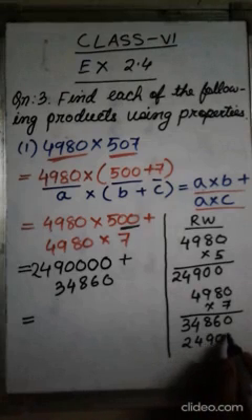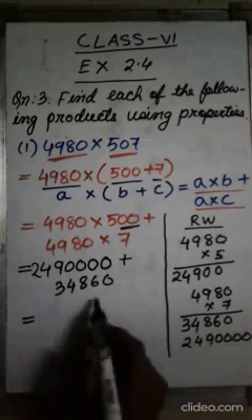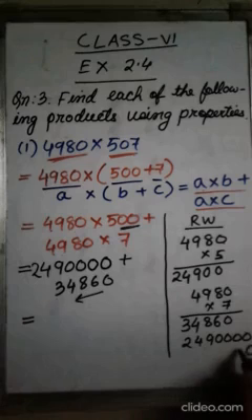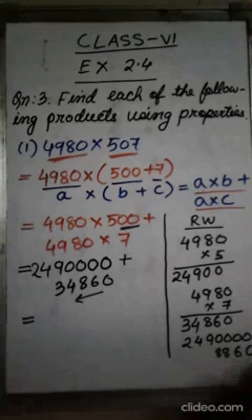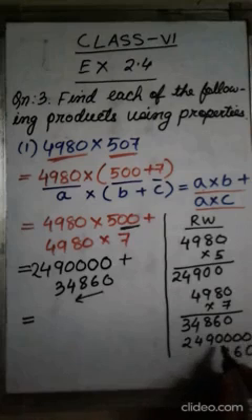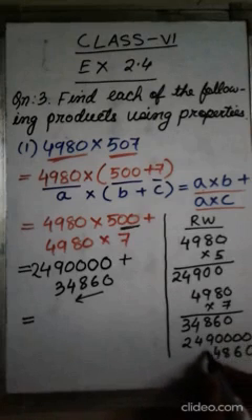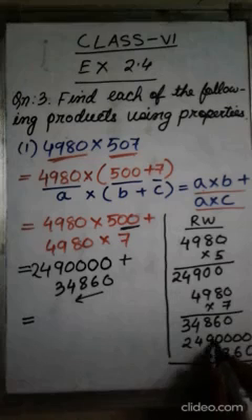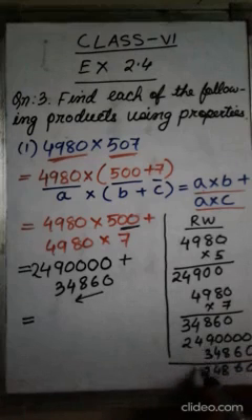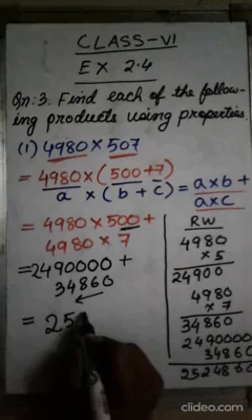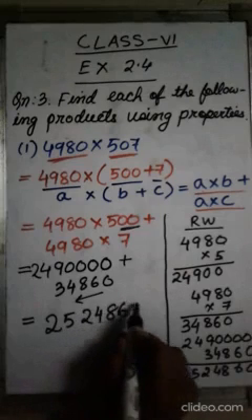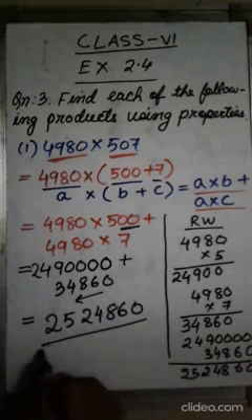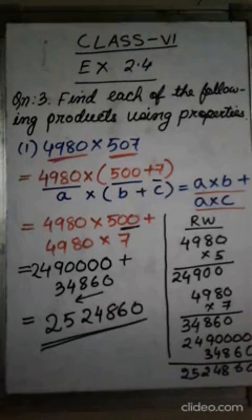2490000, I am writing this number from the back so that I do not make any mistake. Nine plus 3 is 12. This is 5 and 2. So the product is 2524860. This is the way you have to do it.